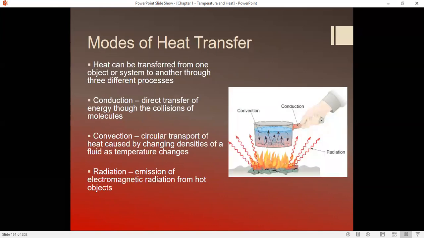Now, these different modes involve different microscopic processes that are going on. If we're transferring heat via conduction, it is one molecule or atom next to a neighbor which collides and transfers the kinetic energy from neighbor to neighbor. This is a very slow process in many cases. So conduction, or heat transfer through conduction, is generally very slow.